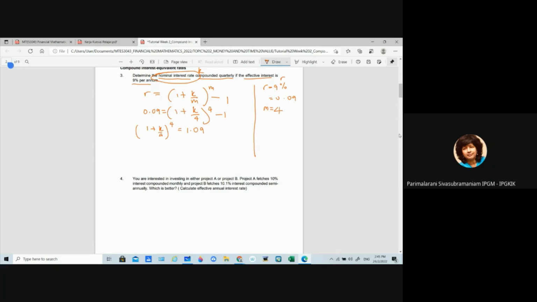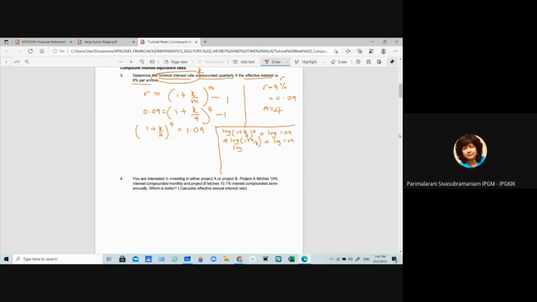Now how do we solve it? Log. Yes, there are 2 ways we can do this. We can use log. So we can take log both sides. That means we can do log of (1 plus K over 4) to the power of 4 equals log 1.09. Because this is the power, we can bring it to the front. 4 log (1 plus K over 4) equals log 1.09.